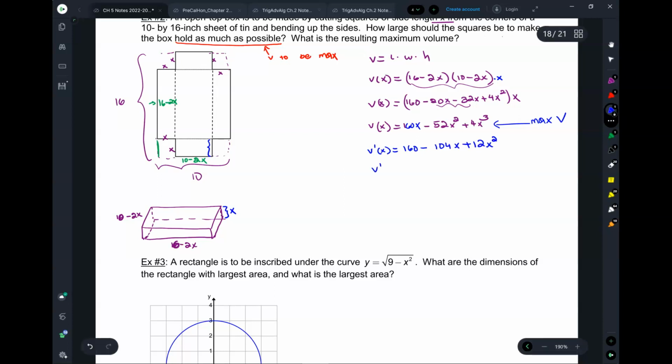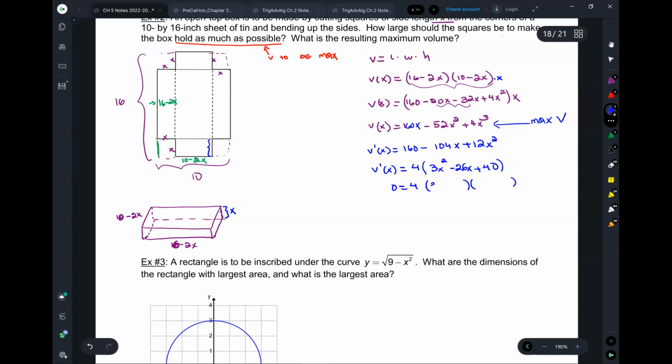Okay, now I can factor out a 4. I'm going to factor out a 4, but I'm also going to write it in decreasing order of exponents. So change the order a little bit. It's going to be 3x squared minus 26x plus 40. Okay, so that's v prime of x. Now we're going to set this equal to 0. But to do that, I need to factor that polynomial.